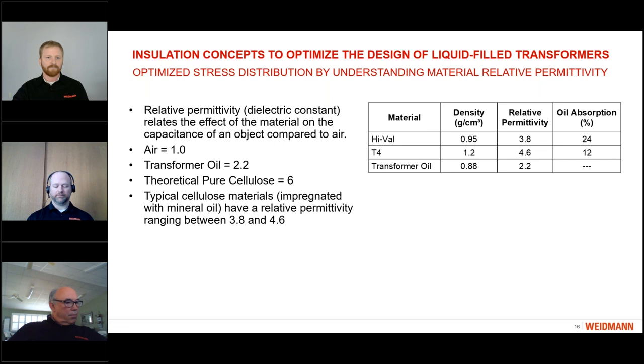So when we look at typical transformer materials, we have listed here a few different options. The low density material is HiVal, shown here with an approximate density of 0.95 and a relative permittivity of 3.8, while the high density material, T4, has a higher density of 1.2 and also a higher relative permittivity of 4.6. Shown on the far right hand side of this table is the oil absorption. And really what we see is that the relative permittivity of the material is dictated by the density, which allows more or less oil to be absorbed in that material. So for HiVal, for example, we see a much higher oil absorption, which means we have more transformer oil inside of that material, bringing the relative permittivity down compared to that of T4, which absorbs less oil.